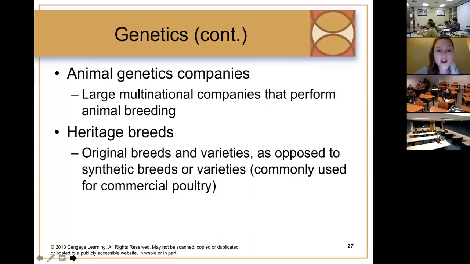So there are different animal genetics companies. Those are basically just large multinational companies that perform animal breeding. You have heritage breeds, which are the original breeds and varieties, as opposed to synthetic breeds or varieties. You have the original breeds that you can then go back to and get the genetics from. Those are called heritage breeds, and those are commonly used for commercial poultry production.